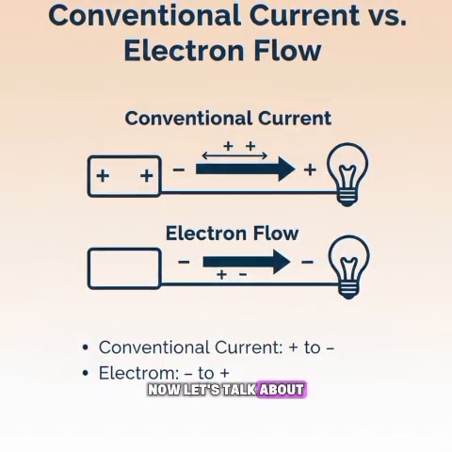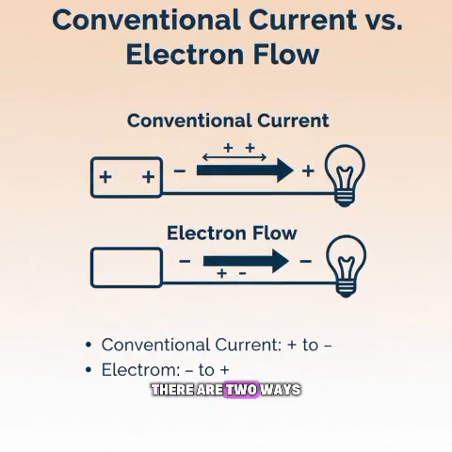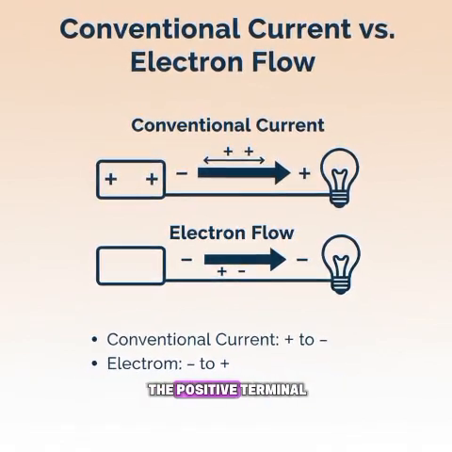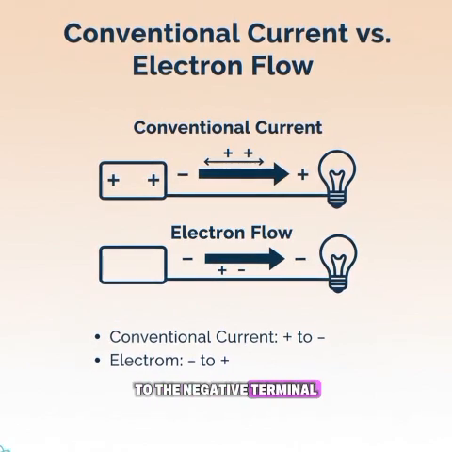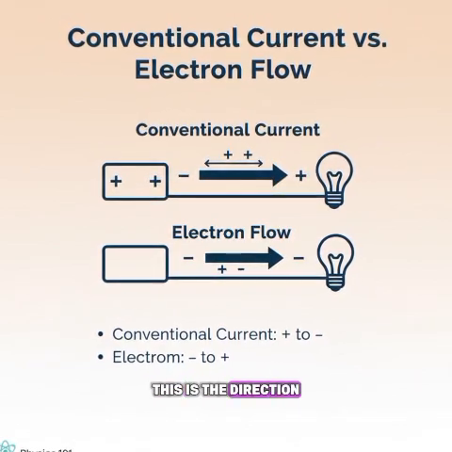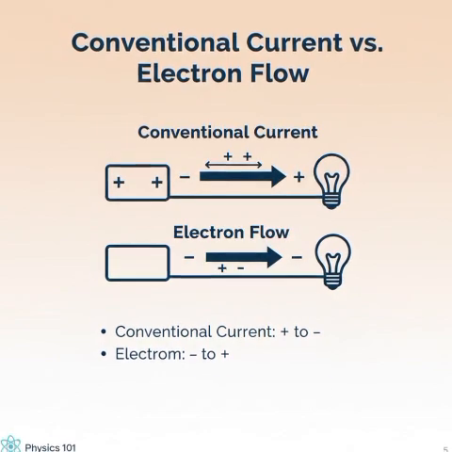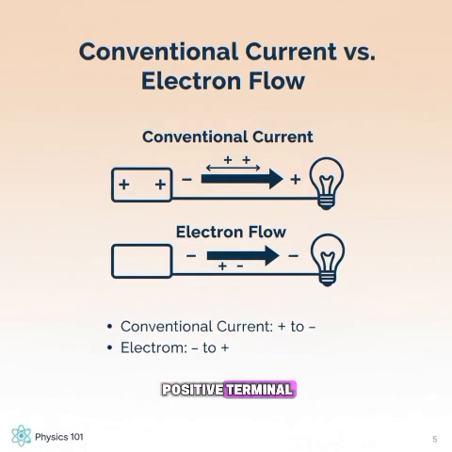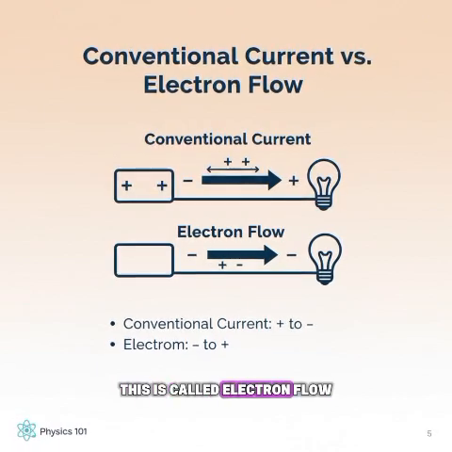Now let's talk about the direction of current. There are two ways to describe it. Conventional current flows from the positive terminal to the negative terminal of a battery. This is the direction we use in circuit diagrams. But in reality, electrons move from the negative terminal to the positive terminal. This is called electron flow.